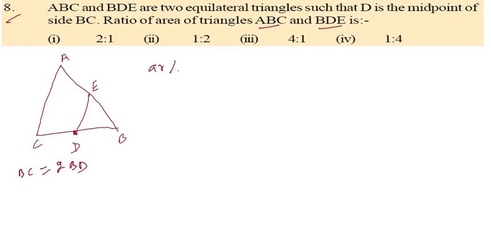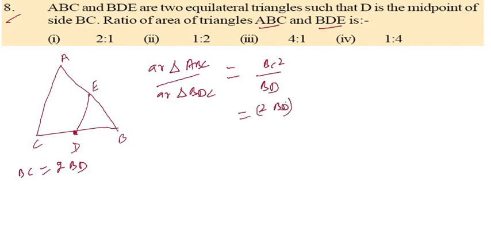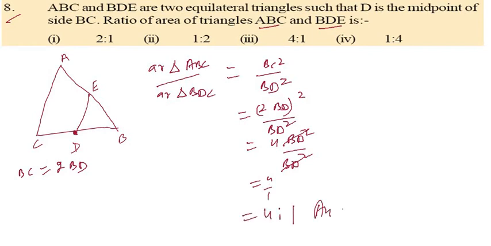So area of triangle, which one? ABC upon area of triangle BDE. That means it is ABC, that means BC square upon BD square. Now put the value of BC. BC is 2BD. So 2BD whole square is equal to BD square. Here is square. So 2 squared is 4, 4BD square upon BD square, BD square will be cancelled out. So 4 upon 1, so you can say 4 raised to 1. That is your answer. So the third is the correct answer.